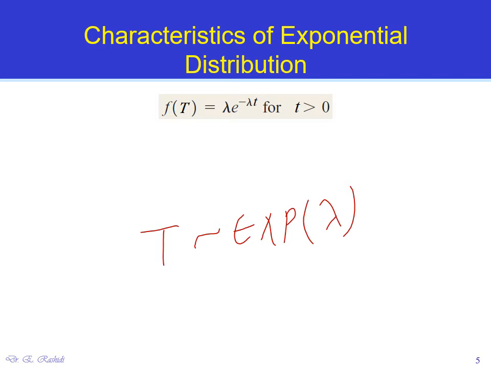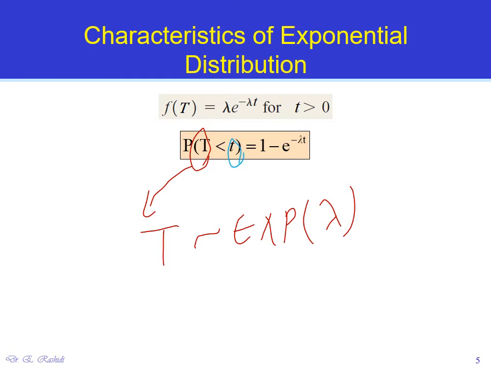The probability function or formula for random variable T is as follows. The probability that T is less than any value t, so the capital T here is the random variable, and the small t here is any value that random variable T takes. So that's equal to 1 minus e to the power of negative lambda t.